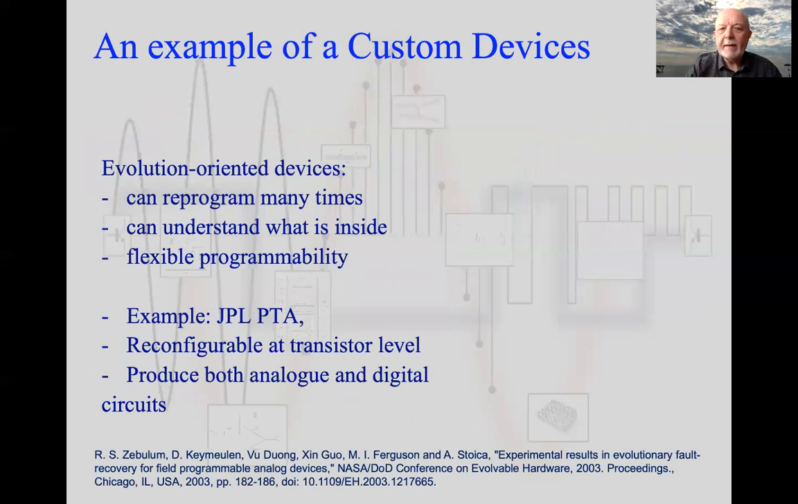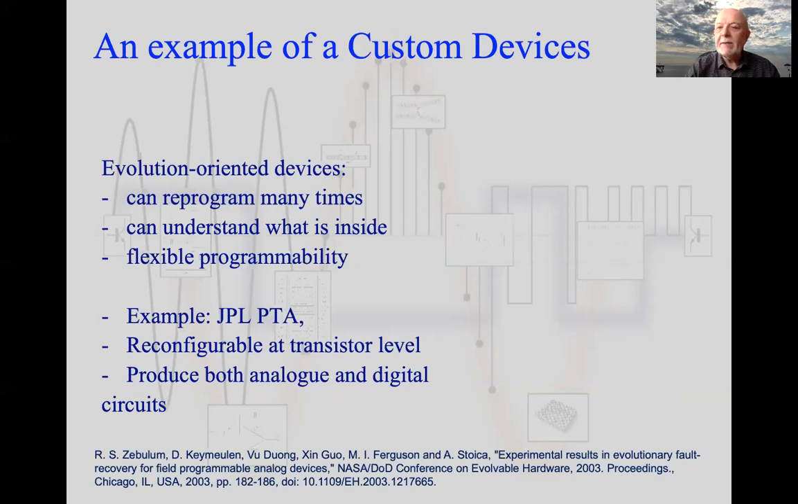So let's have an example of a custom device, and this one, as I promised, is actually done at JPL at NASA in the States. So first of all, what do we want? Well, we want evolutionary-oriented devices which we can program many times. So we don't want devices where we're blowing fuses to program the device, as in the old digital programmable devices, but we want a device where evolution can keep downloading bit patterns to reprogram the device.